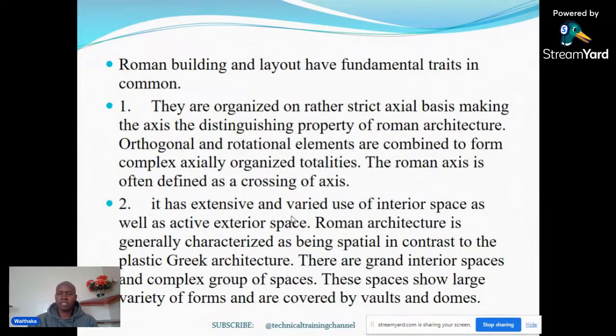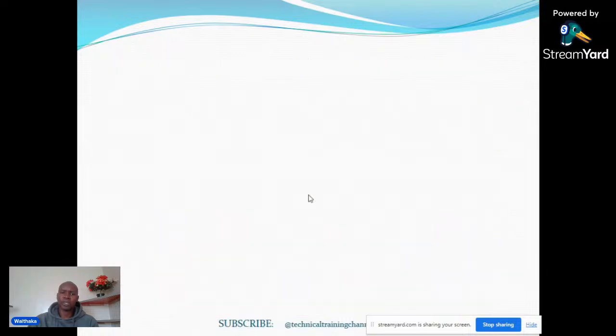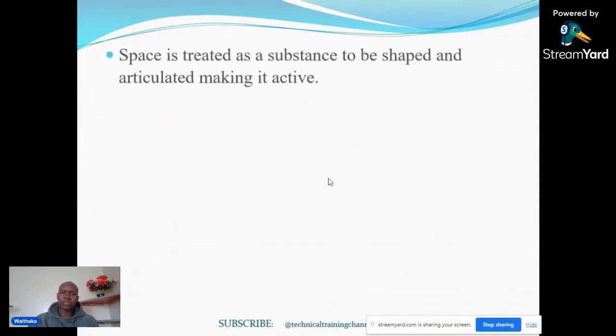We are saying also that these spaces show a large variety of forms and are covered by vaults and domes. So with the Romans, we will see quite a lot of change and revolutionization in how architecture was conceived, as compared to the Greek and the Egyptian. Because here we can see there are varieties of form. We've brought in other architectural elements like the vaults and the domes. So we'll be able to see how these spaces or forms were able to interact and impact on architecture.